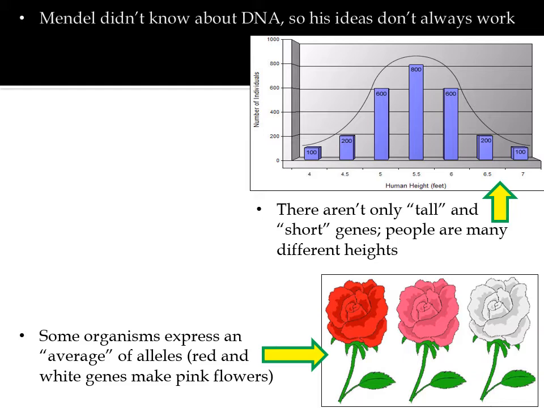Neither of the alleles is truly dominant. So you've got the red gene, you've got the white gene, but neither one truly wins and overrules the other one. So if the offspring flower gets both a red and a white gene, they will actually show this kind of average or middle ground, and the flower will end up looking pink.